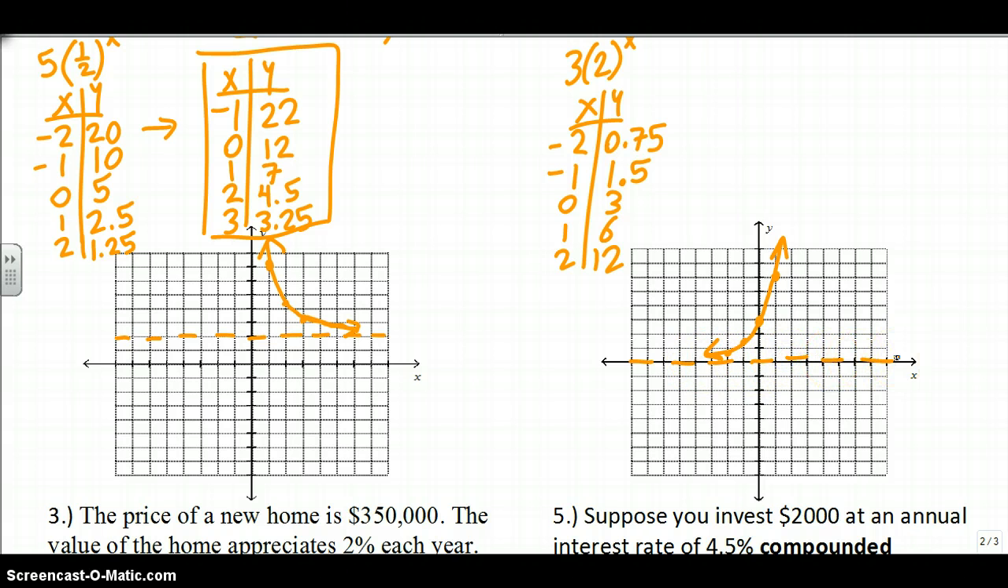Okay? In general, your exponential graphs should look like these. Either going up, exponential growth, or going down, exponential decay. Alright? We didn't really talk about flipping them, but you certainly could. But anyway, they would look like this. Alright?